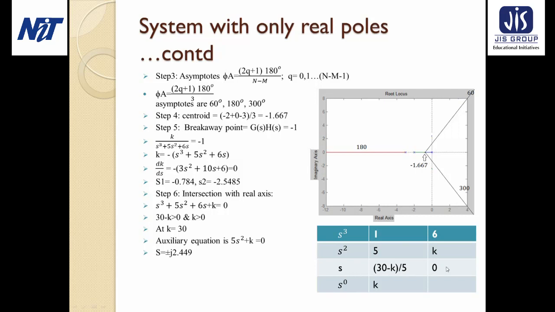So when a whole row of the Routh array becomes 0, we need to find the auxiliary equation from the previous row. Here we calculate the auxiliary equation, which becomes 5s squared plus K equal to 0, and the solution of this gives the point of intersection with the imaginary axis, that is s equal to plus minus j2.449.